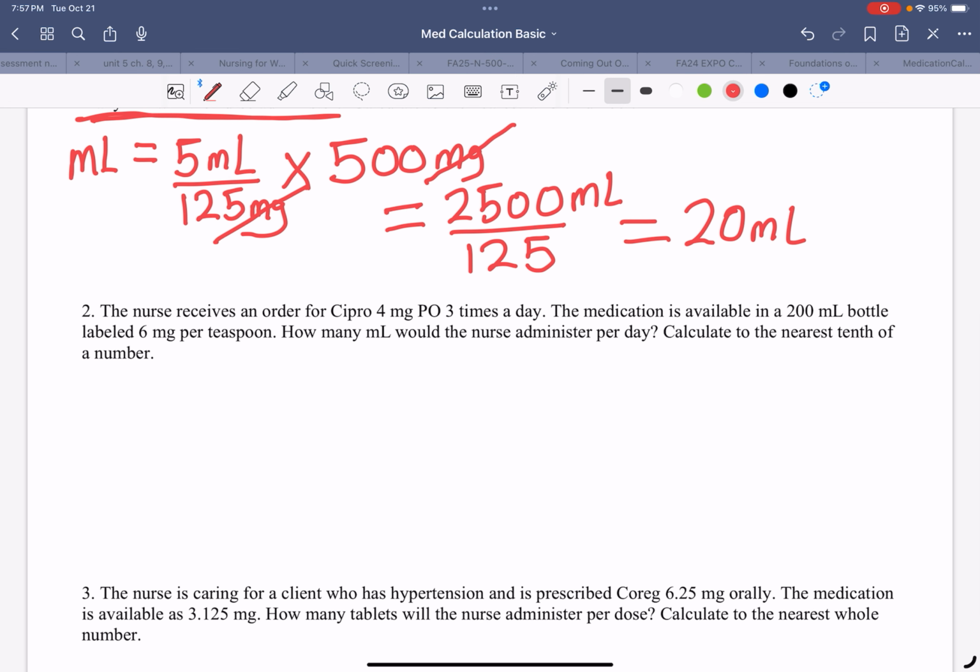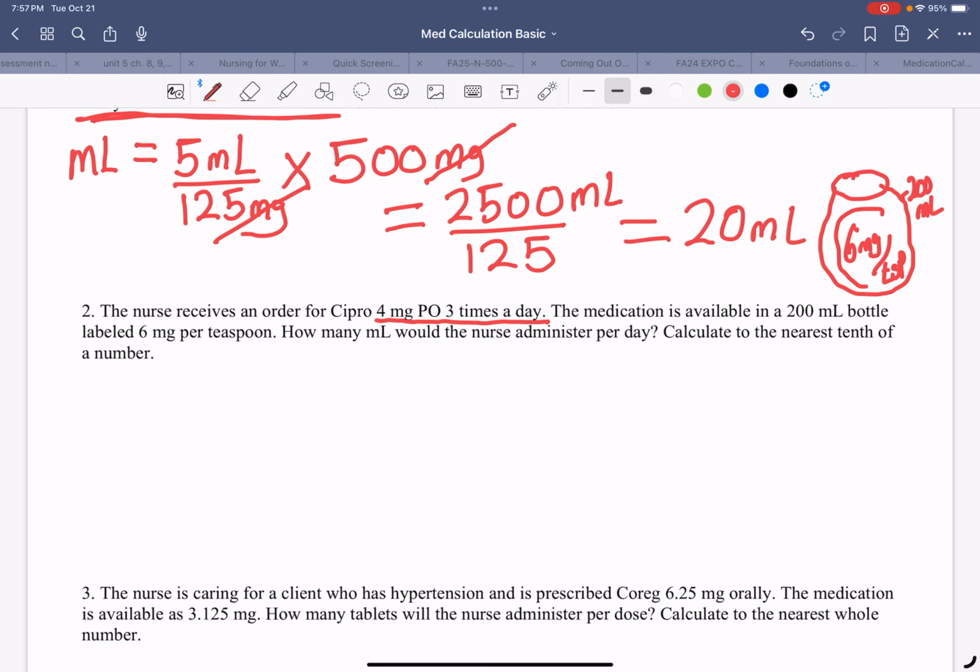All right. So the nurse received an order for Cipro 4 milligram by mouth 3 times a day. So that means this medication needs to be taken how many times a day? 3 times. So now they're talking about this. The medication is available in a 200 milliliter bottle. Label 6 milligram per tablespoon. So that means they are telling you, so they have this medication right here inside this big bottle that is labeled what? 200 milliliter. But the medication inside is just 6 milligram per what? Teaspoon.